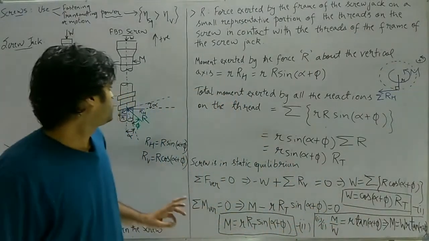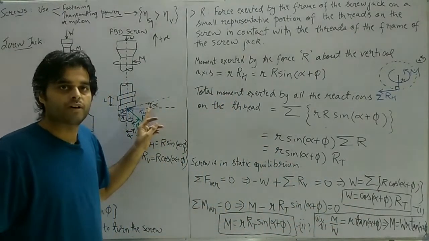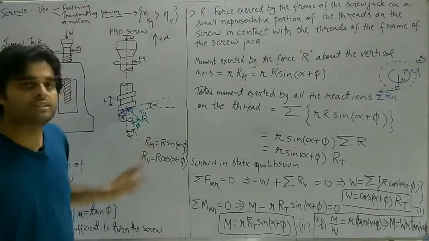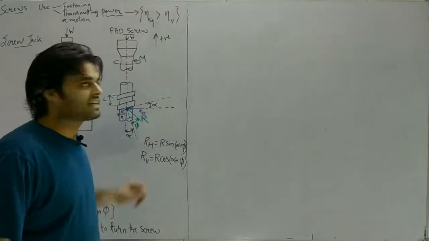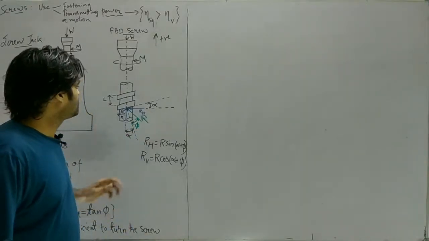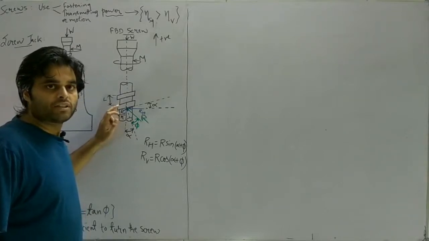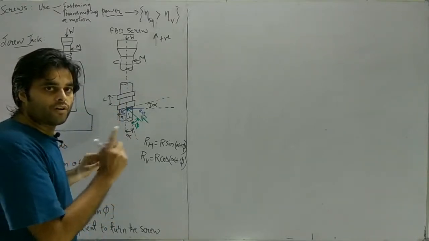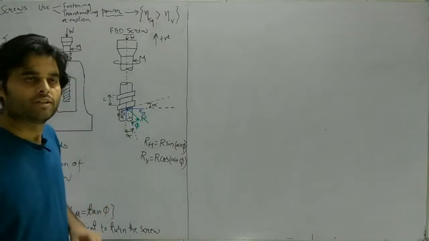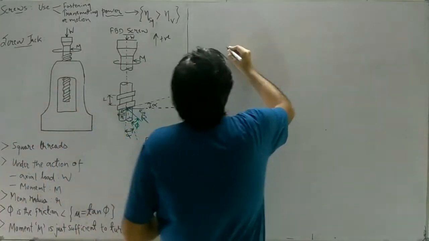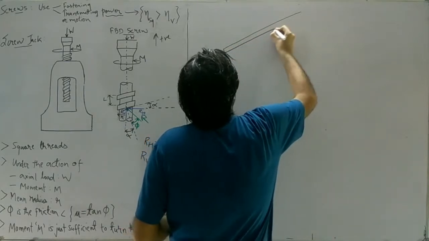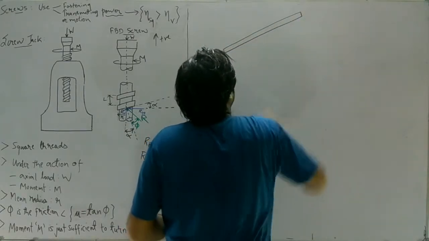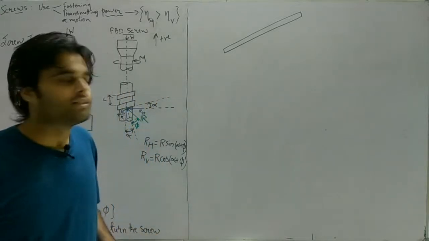Our next job is to find out this angle alpha. So what is this helix angle alpha? We'll do that next. Now to determine this helix angle alpha, what we do is, we unwrap the thread of the screw for one complete turn. So this is the thread for one complete turn.